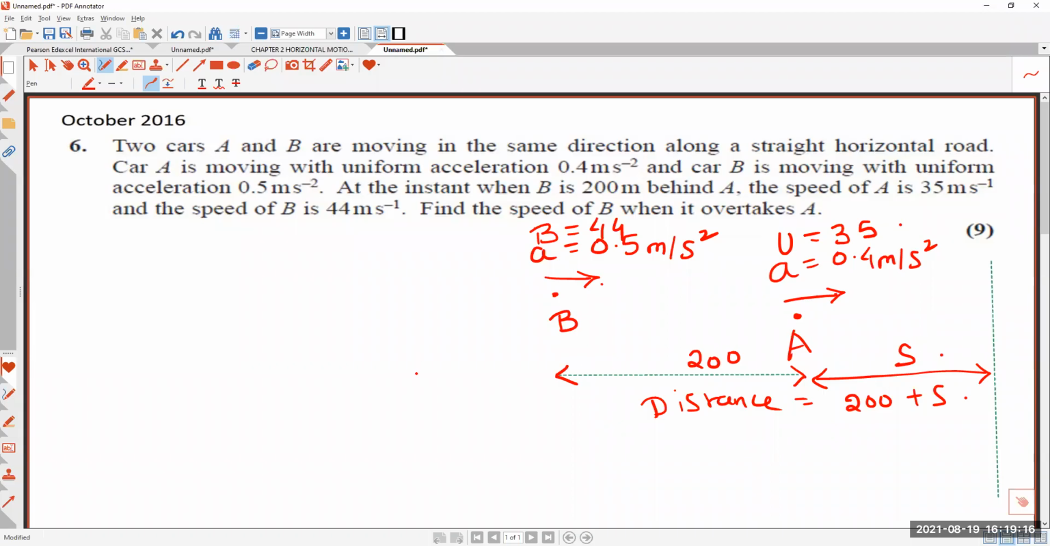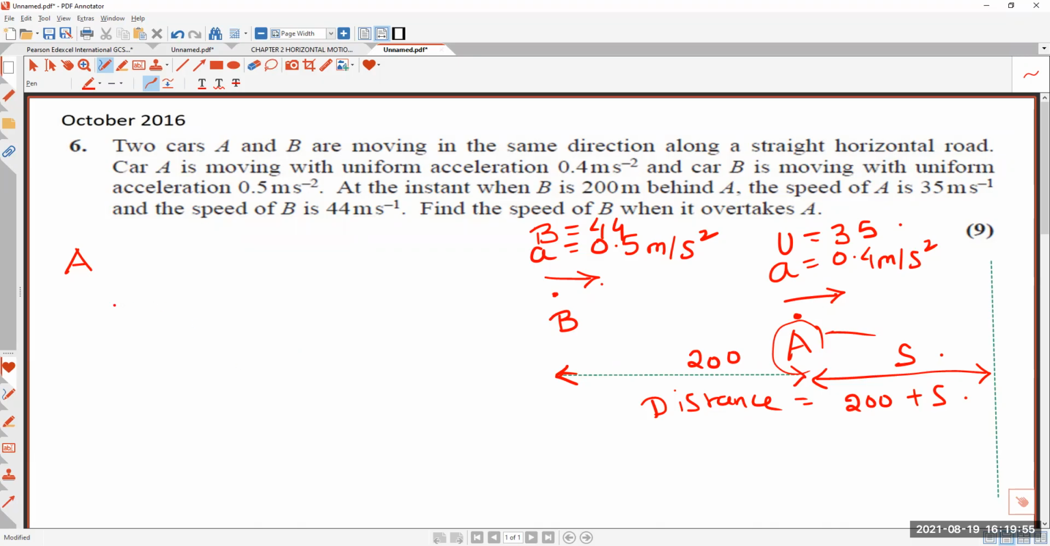Yes. So what is the equation we can make for A, for example? So can we do S equals to, what did they say? Find the speed of B when it overtakes A. They want to find the final velocity of B. For that, let's see how much time B took. So S equals to UT plus half AT square. What is the distance traveled by A? S. What is the distance traveled by B? 200 plus S, because B has to travel 200 meter more compared to A.